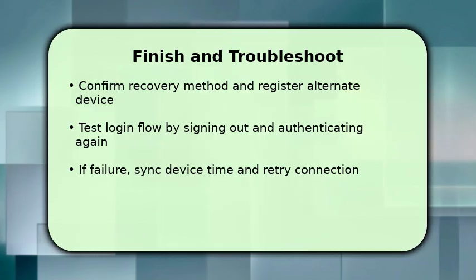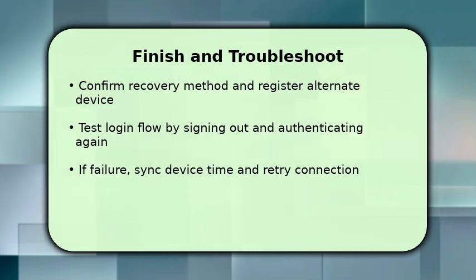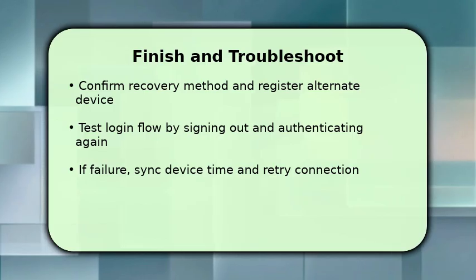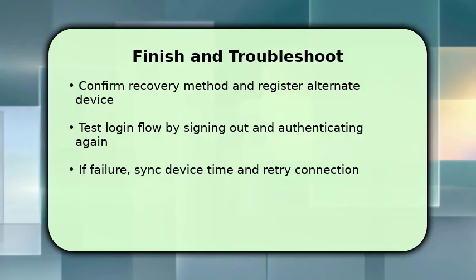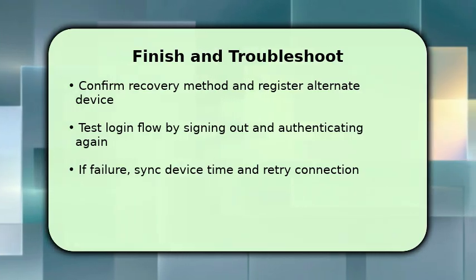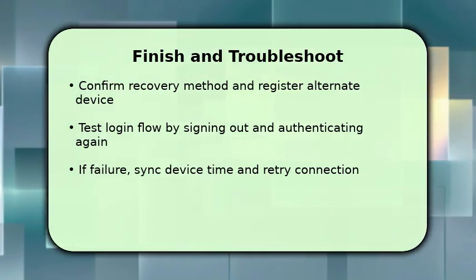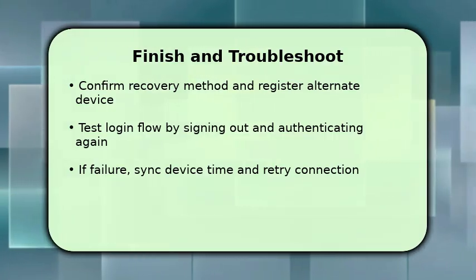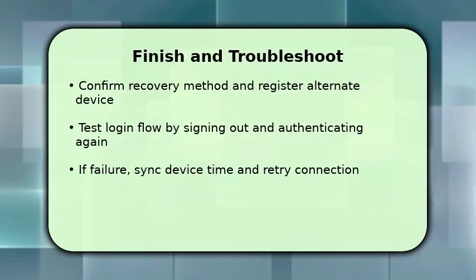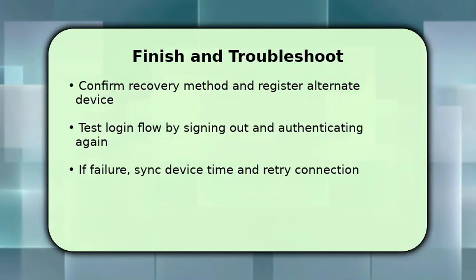Sign out and test the full login flow to ensure the Authenticator prompts and codes work as expected. If something fails, the most common fix is to sync your phone's time settings to network time. Mismatched clocks break codes. If the push never appears, revoke and re-add the app in Salesforce. Then repeat the scan and verification step to re-establish the link.